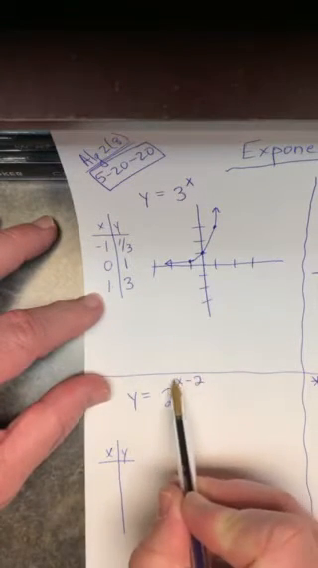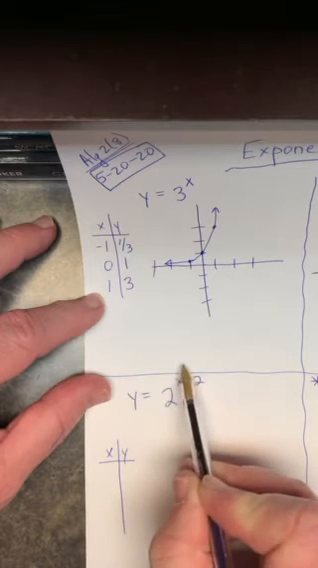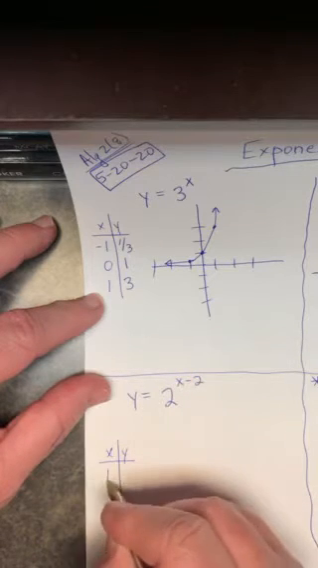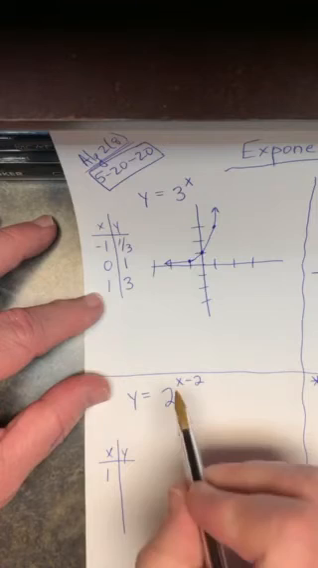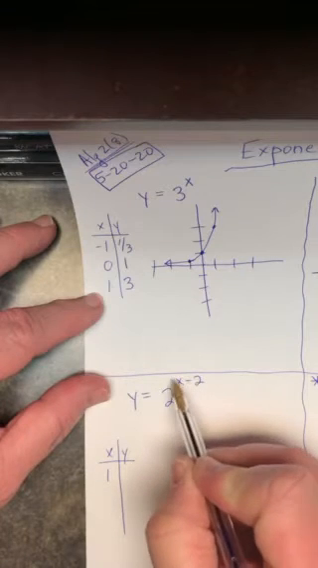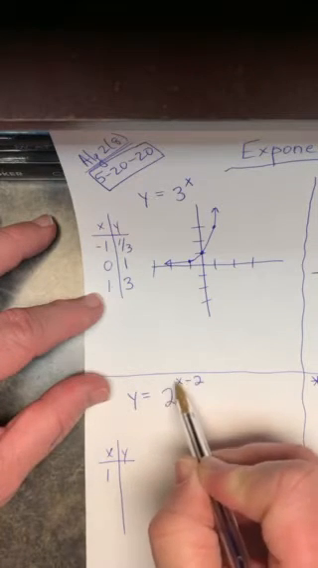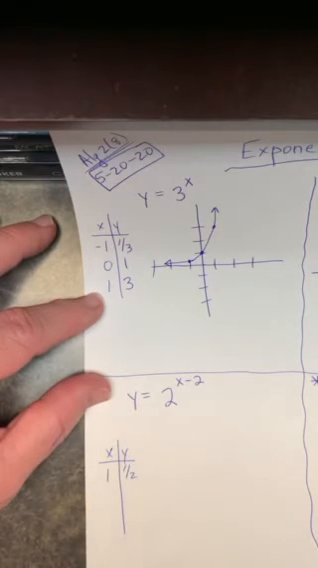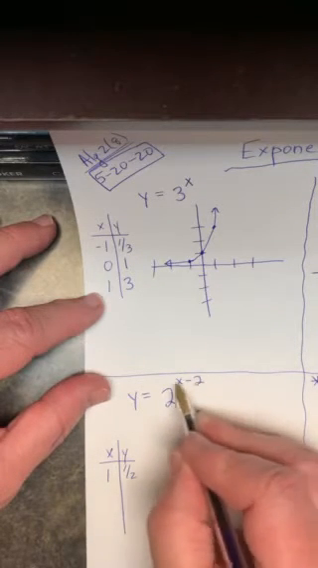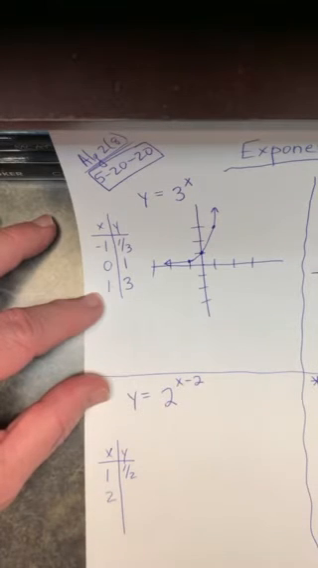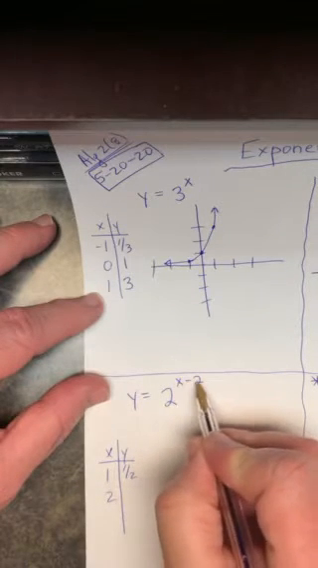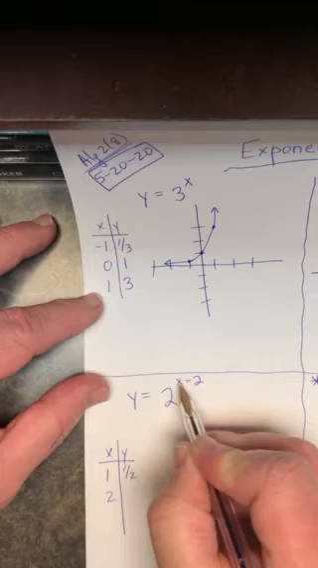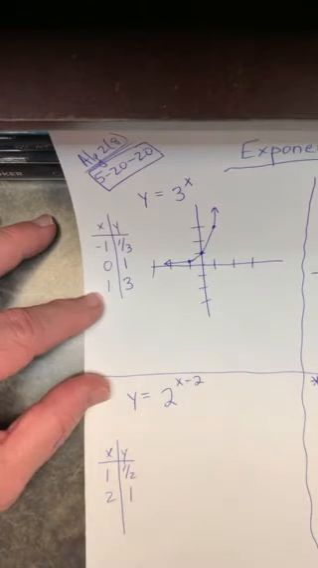If you want this exponent to end up being a -1, wouldn't you put in a 1 first for x? Because 1 minus 2 is -1, and 2 to the negative first is a half. Now we want it to turn into a 0, so wouldn't we plug in 2 next? 2 minus 2 is 0, and 2 to the 0 power is 1.